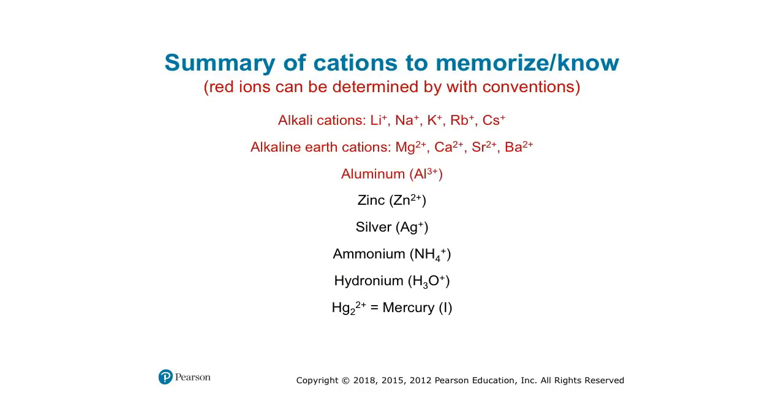Now if we summarize the cations that we are responsible for naming: the alkali cations and the alkaline earth cations are very easy, just plus 1 charges for the alkalis, plus 2 charges overall for the alkaline earths. Aluminum only forms a plus 3 cation. Zinc only forms a plus 2. Silver only forms a plus 1. We have molecular ions: ammonium, and H3O plus, which is like a protonated water molecule, or H plus in water. H3O plus is hydronium.